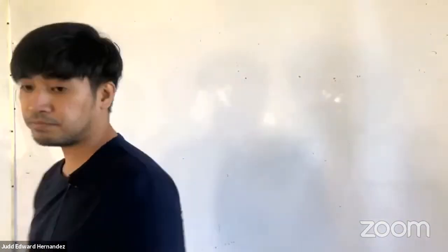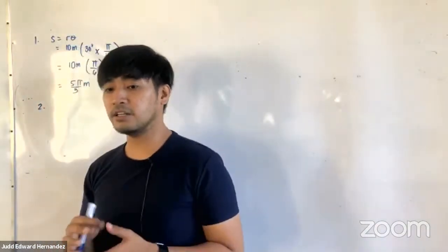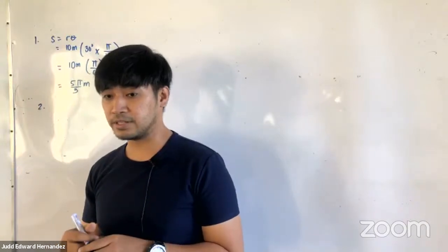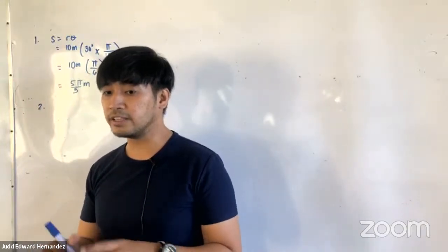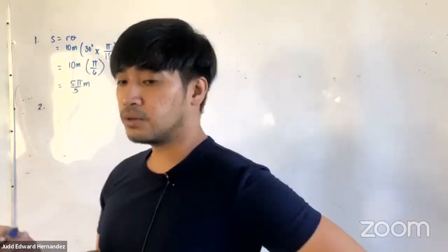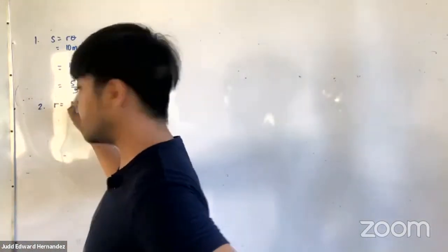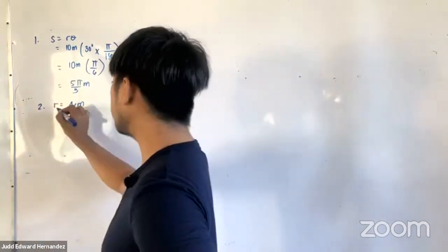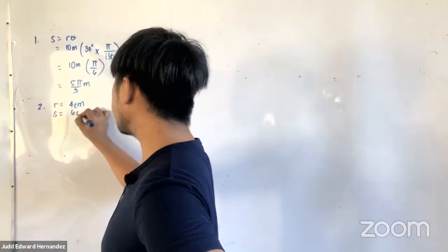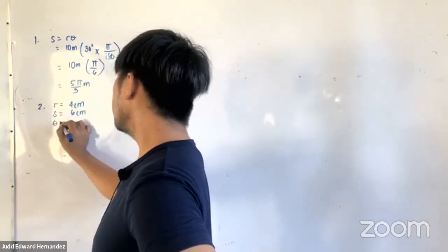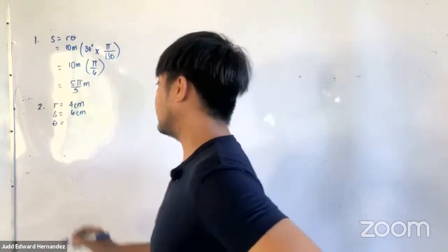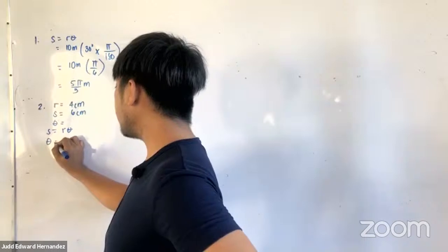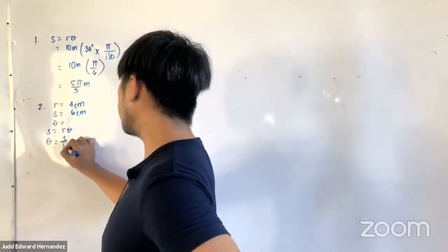For the second one, a central angle theta in a circle of radius 4 centimeters is subtended by an arc of length 6 centimeters. Find the measure of theta in radians. Okay, so we are given the radius. The radius is 4 centimeters, subtended by an arc of length 6 centimeters. Therefore, S is equal to 6 centimeters. We're asked to get the value of the central angle. Okay, we know that S is equal to R theta, and that theta is equal to S over R.